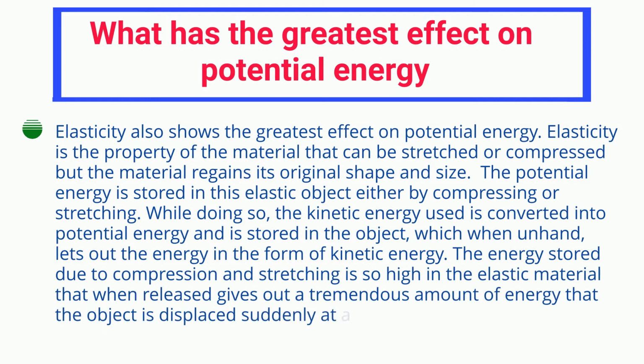While doing so, the kinetic energy used is converted into potential energy and is stored in the object, which when released, lets out the energy in the form of kinetic energy. The energy stored due to compression and stretching is so high in the elastic material that when released it gives out a tremendous amount of energy, and the object is displaced suddenly at a high speed.